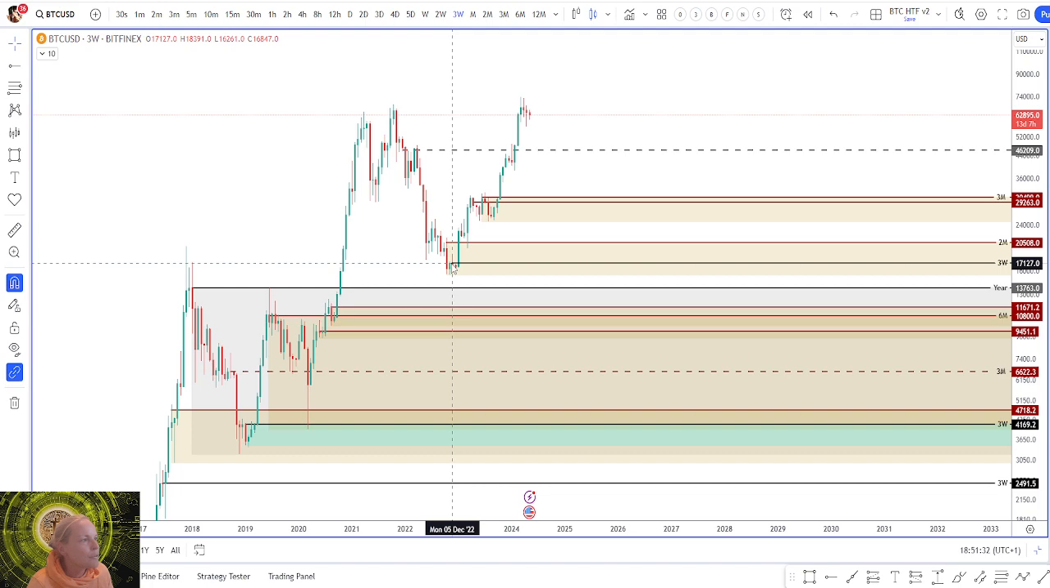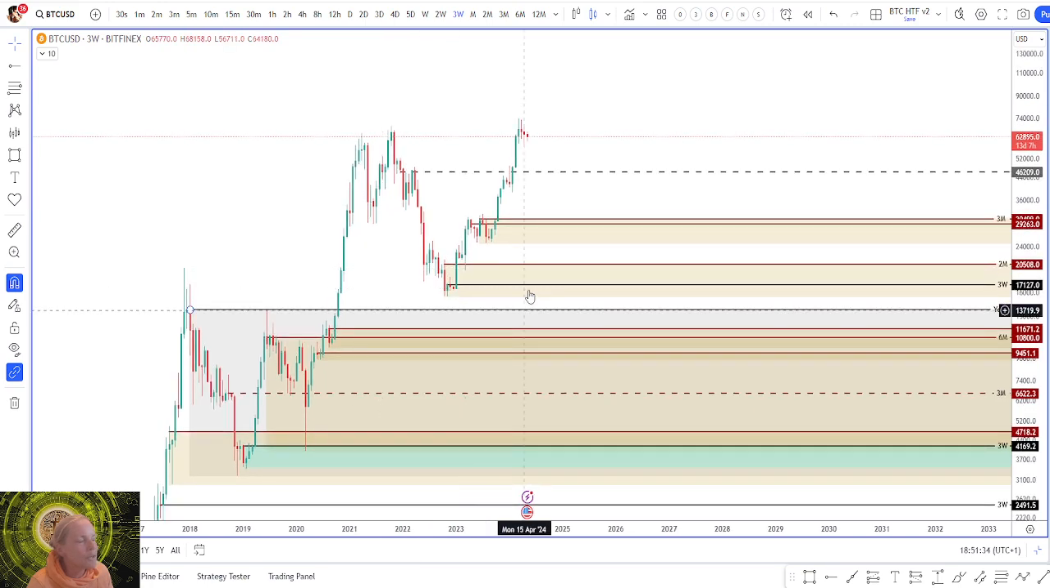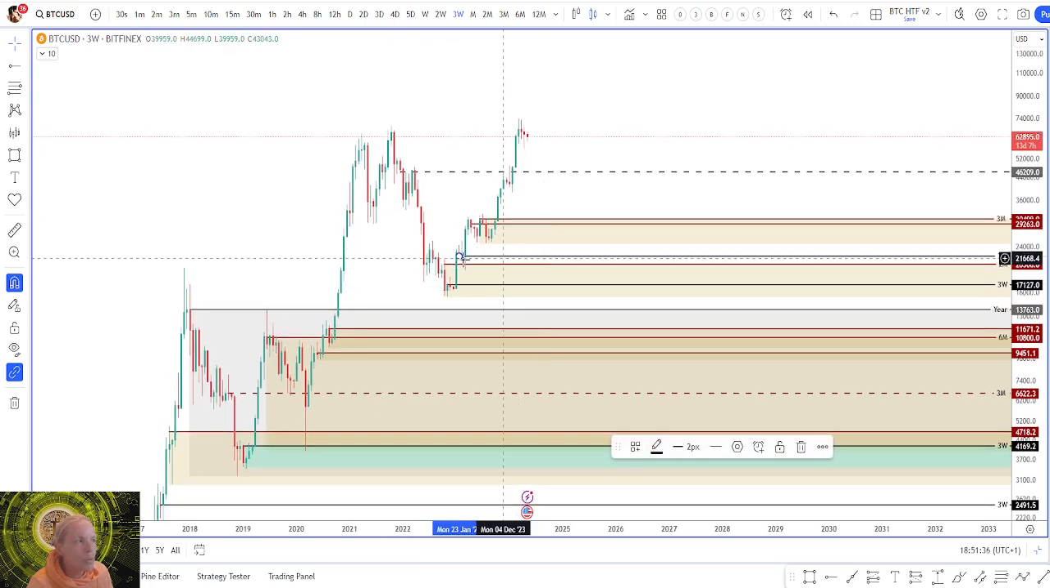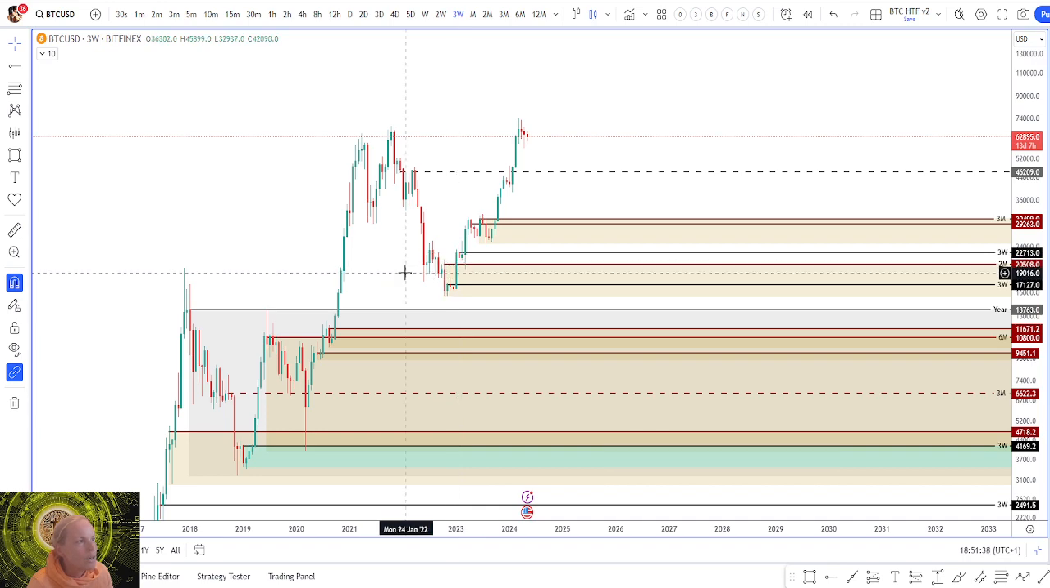So we've got a 3 week here. It wasn't tested. So while I'm doing this, I'm also looking at what's been tested and not tested. Because zones that have been tested are unlikely to get revisited. You can see here this did get tested and then it just took off. And in this case, we've now got a number of zones that haven't been tested, particularly this 3 month in here, but also various weekly or 3 weekly here at the bottom, another 3 weekly in here.